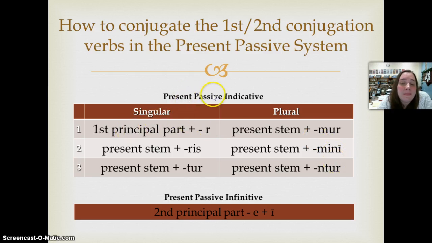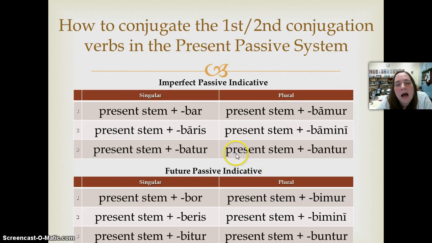So present passive indicative: the first person singular is the first principal part plus an r, and then after that you need your present stem. Second and third singular are the present stem plus ris and tur. Plural is the present stem plus mur, mini, ntur. Okay, and again, the infinitive is the second principal part, remove the final e, and then add a long i. And we're going to go through two paradigms, so you'll be able to follow the example.